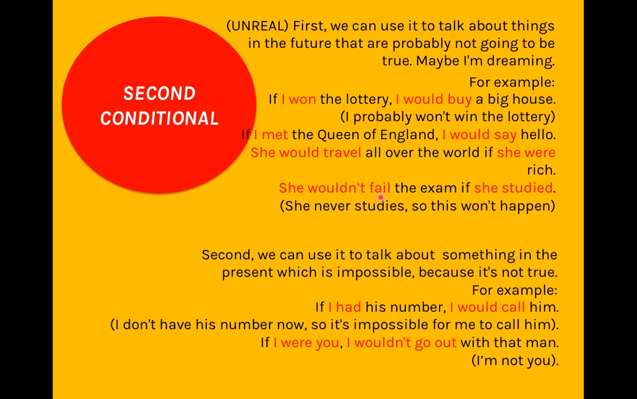Do I have his number? No. Will I call him? No. The condition is unreal, and also the result is unreal. Let's go with the next example. If I were you, I wouldn't go out with that man. Am I you? It's impossible for me to be you, so the condition is unreal, and the result is unreal too. So those are the uses of the second conditional.